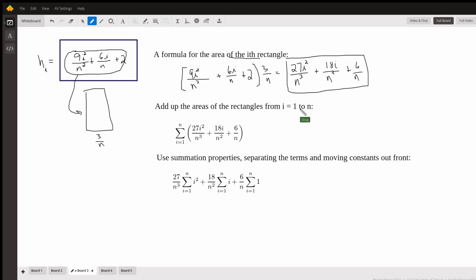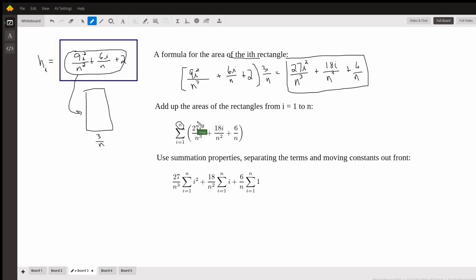Add up the areas using summation notation. So the sum from i equals 1 to n of all these areas looks like this. And at this point, we're going to use summation properties, separating the terms and moving constants out front. Remember, n is just a constant. It's the number of rectangles.